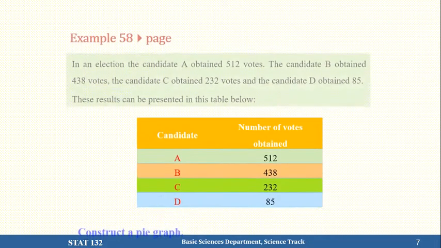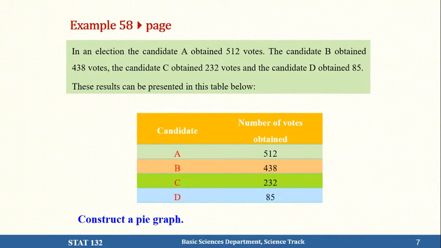How it is done in the questions. Now let's look at this one here. In an election, candidate A obtained 512 votes. Candidate B obtained 438 votes. Candidate C obtained 232 votes, and candidate D obtained 85 votes.